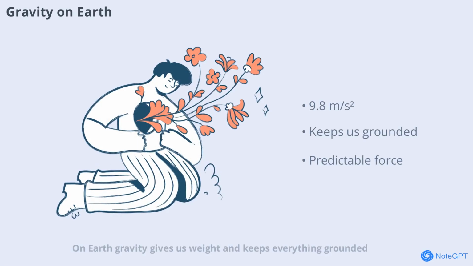On Earth, gravity gives us weight and keeps everything grounded. It's why water flows downhill, why objects fall when dropped, and why we can walk without floating away. The strength of gravity on Earth is determined by the planet's mass and radius. At sea level, the acceleration due to gravity is about 9.8 meters per second squared. This value is nearly constant everywhere on Earth, making our daily experiences with gravity predictable and reliable.